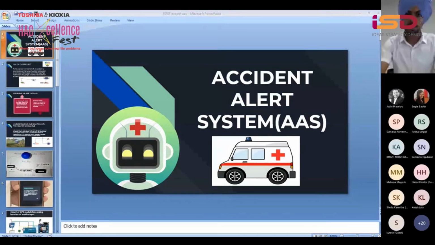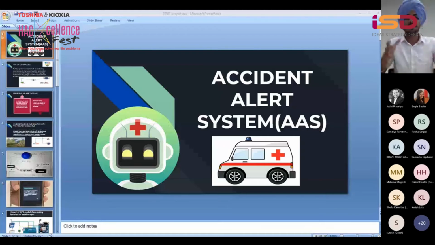Hello everyone, myself Ravinder Deep Singh. I'm from Punjab, India. I have been learning robotics for the last 5 years. The name of my project is Accident Alert System, AAS. The aim of our project is to help a person who has met with an accident by automatically alerting the nearest hospital or police station as soon as the accident happens. And with the help of a GPS module, we are also going to send the exact location of the accident place.